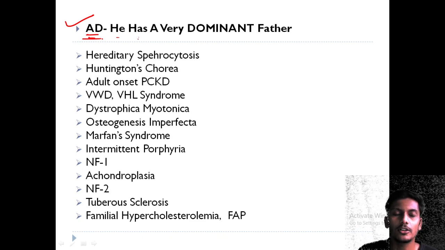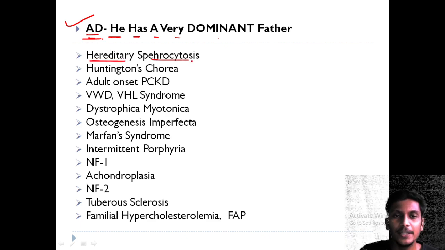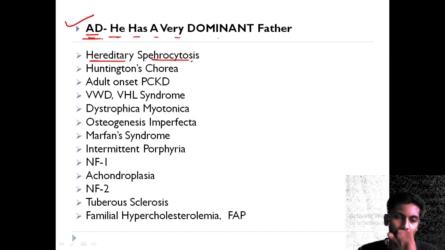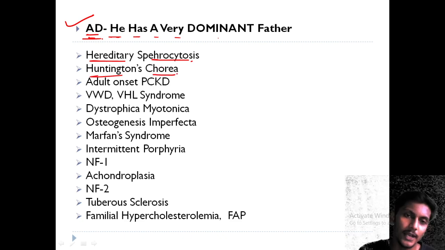Okay, the mnemonic for autosomal dominant is "he has a very dominant father." So H goes for hereditary spherocytosis. Hereditary spherocytosis, ankyrin protein defective, right? It is a type of hemolytic anemia. Second H goes for Huntington's chorea.